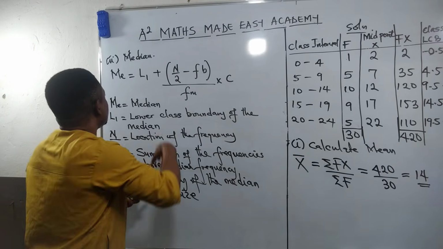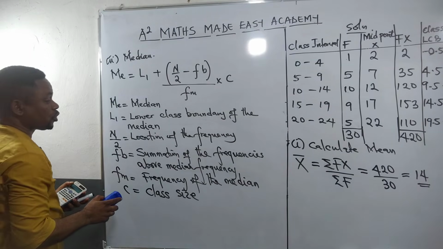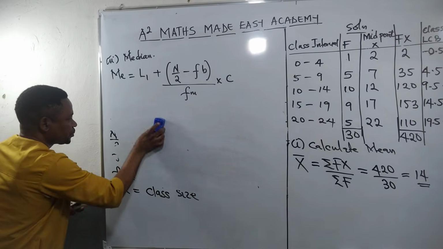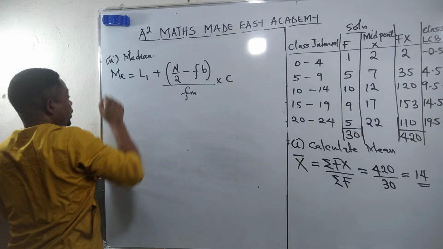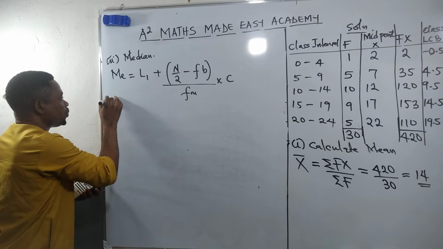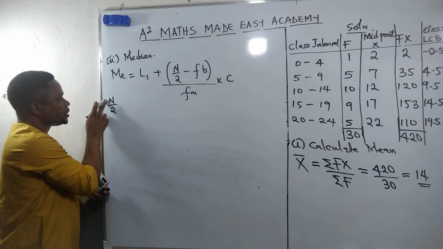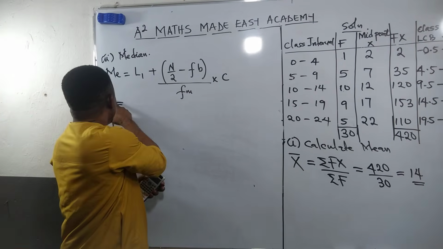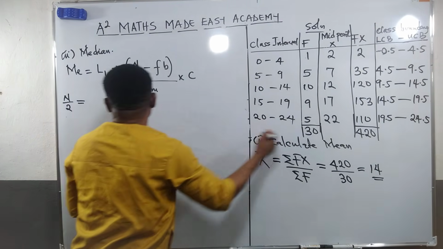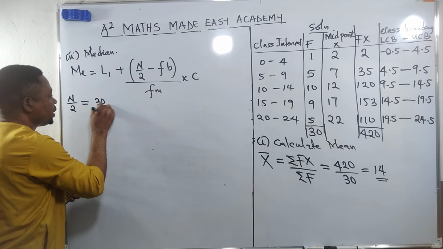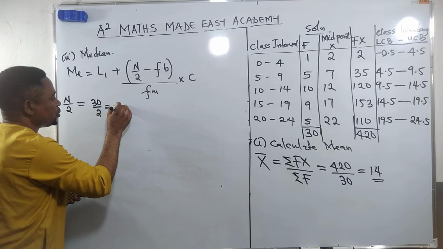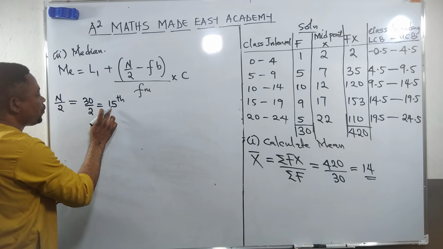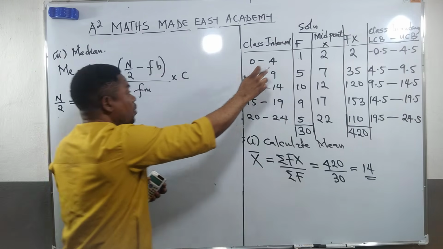Now let's proceed. How are we going to proceed? We substitute from the question. Let's take them one after the other. For us to start with, we start with the location of the frequency, which is N over 2. From the question, N means the total number of the frequency. It is 30 divided by 2. When you divide by 2, it will give you 15. So the 15th falls on the frequency. We now move to the frequency.